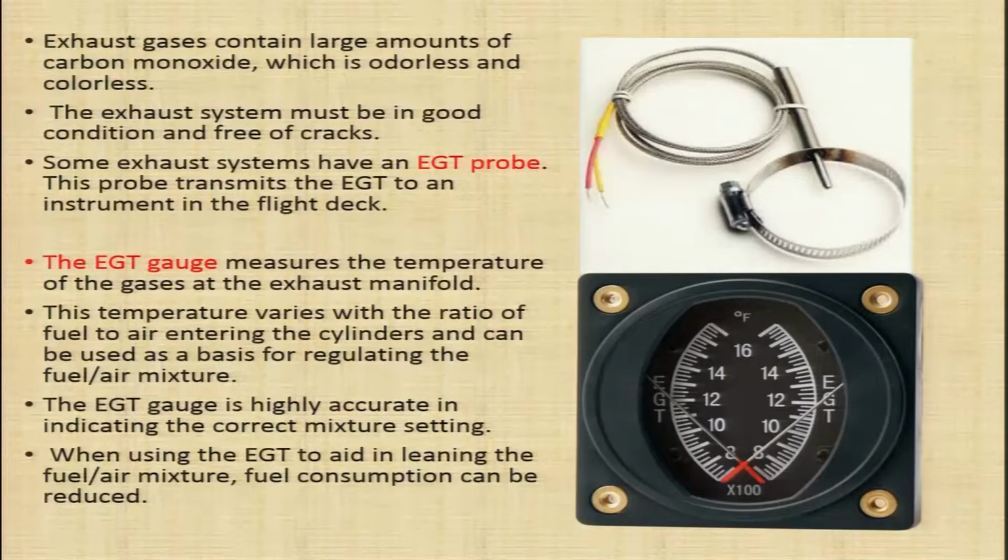When using the EGT to aid in leaning the fuel air mixture, fuel consumption can be reduced. So, in this slide, we have tried to show you that the fuel air mixture can be correctly set by using an exhaust gas temperature gauge. Exhaust gas temperature is an important parameter which we will see in the fuel system chapter also.